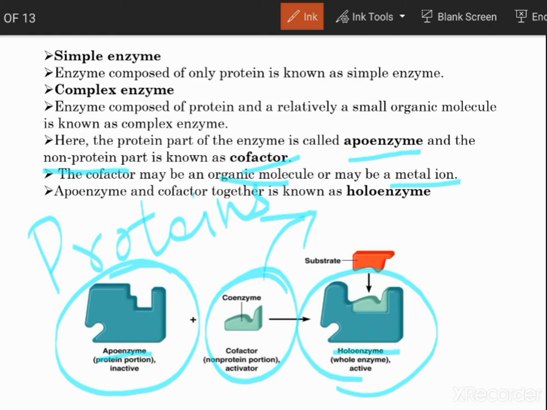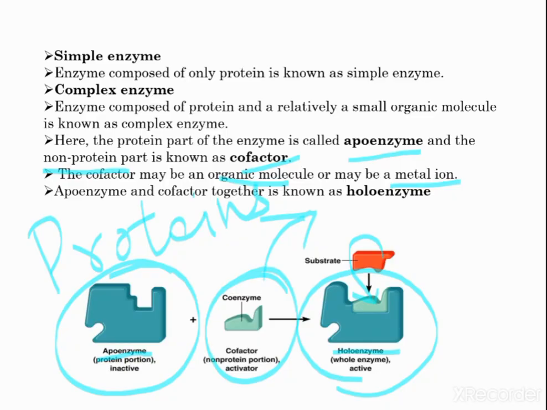This cofactor can be either a metal ion or an organic molecule. In many cases, most of the organic molecules, like vitamins, act as coenzymes. So this is called a complete enzyme, and this is the pocket where the substrate comes and binds. I hope it's clear.